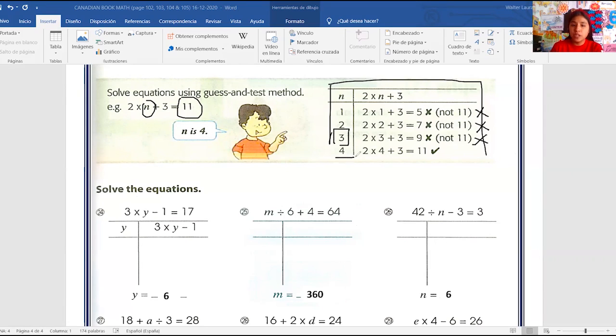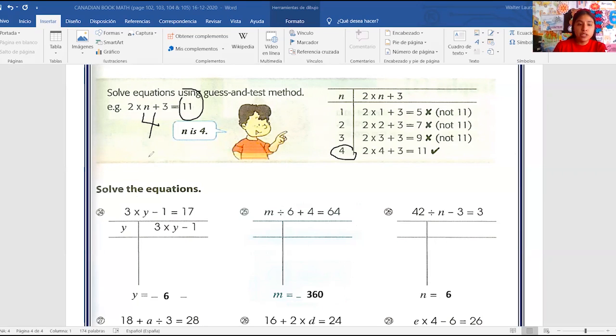What about number 4? 2 times 4 plus 3 equals 11. Okay, we found it here. So what is the value of n? 4. Because by replacing n with number 4, we get the correct answer, 11. So let's prove it here. 2 times 4 plus 3 equals 11. So is it 11? Yes, that's right.